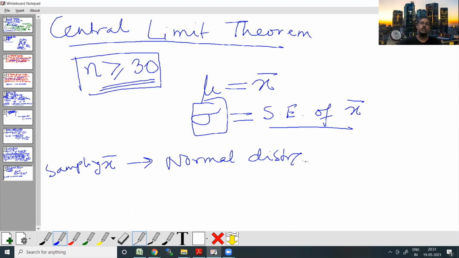Okay, so this is a very important theorem, and we can look at one or two simple problems which can be solved using this theorem. Okay, so we'll look at that.